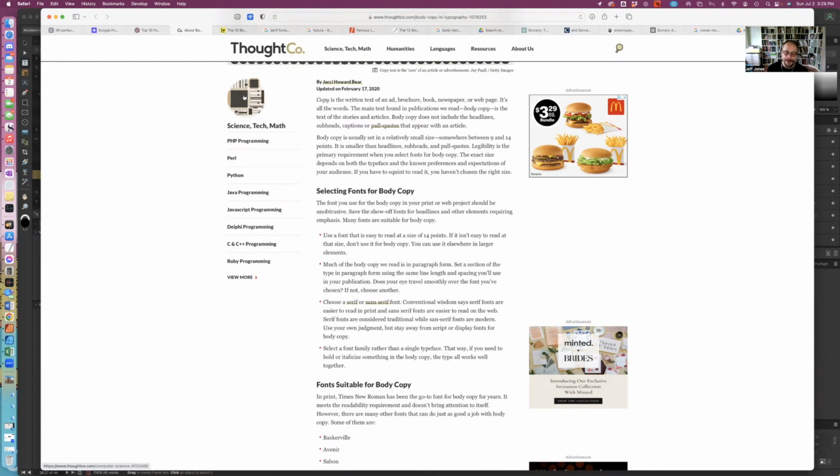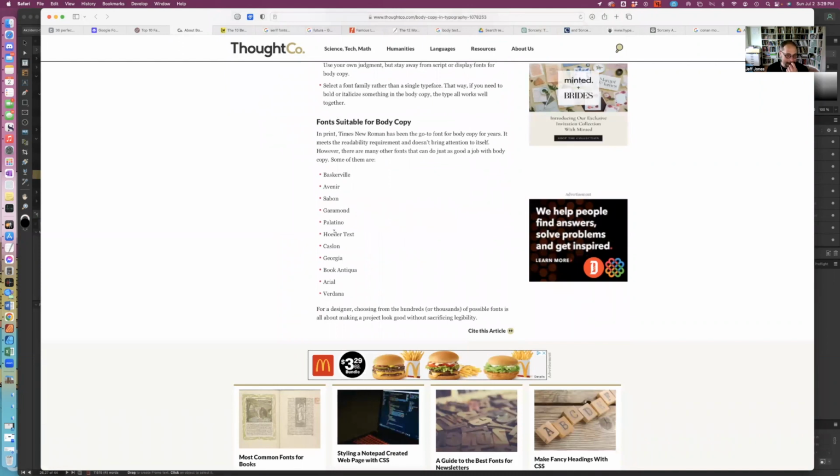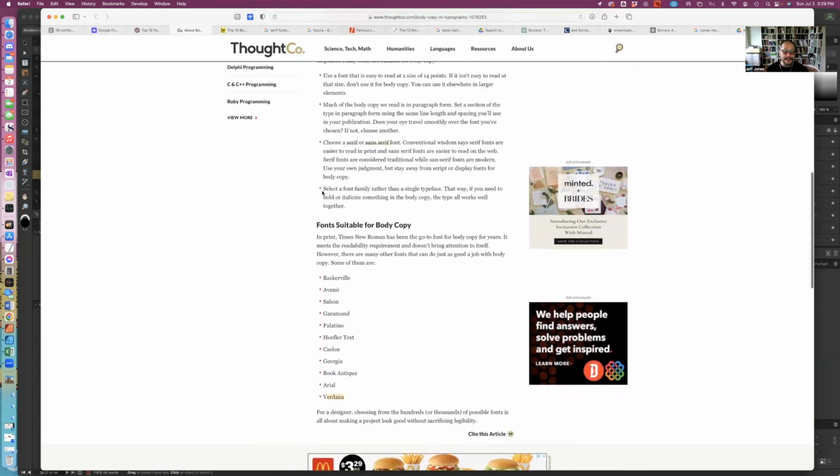You want to stick with the traditional fonts for the body copy. You can go outside a little bit, but in my mind it needs to be something that is pretty well established. So for body copy, they've got Baskerville, Avenir, Sabon, Garamond, Palatino, Hoefler, Carson, Georgia, Book Antiqua, Arial, and Verdana. These, they say, are suitable.